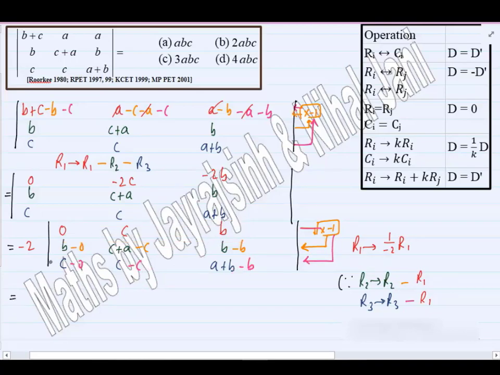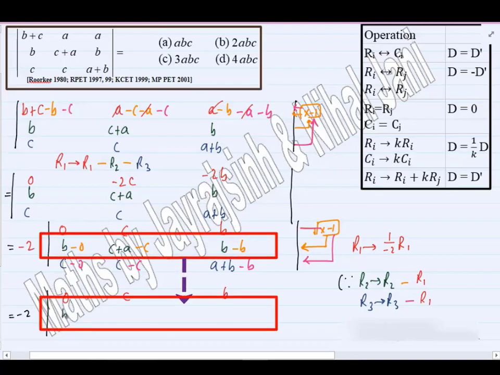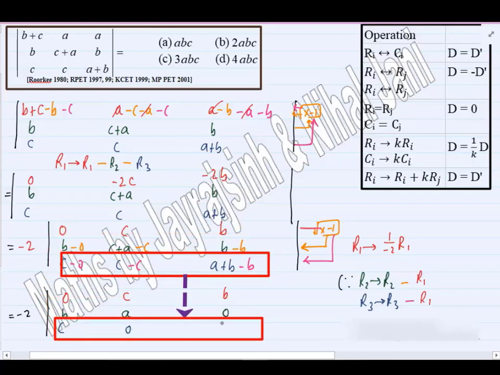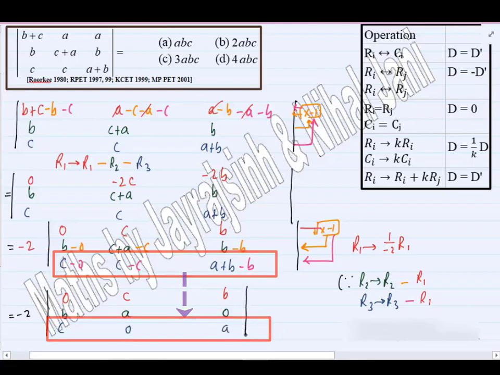In this process, our first row will be as it is, minus 2 will also be as it is, and your second row will be b, a and 0, and the third row will be c, 0 and a, right?